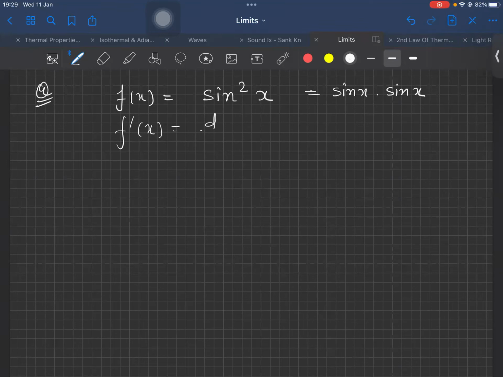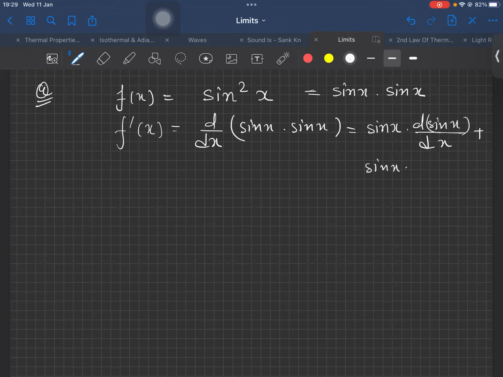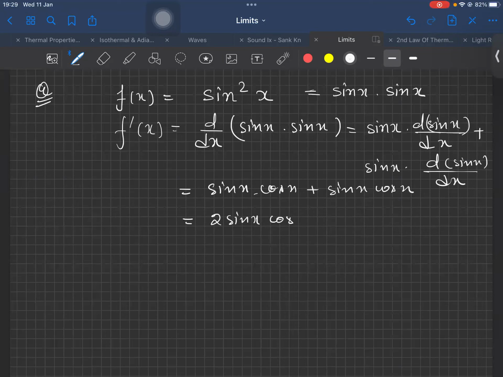You can use the product rule. d upon dx of sin x into sin x. See, one rule you can use. So you can write first function into differentiation of second function, plus second function into differentiation of first function. So sin x into d upon dx of sin x, plus sin x into d upon dx of sin x. Okay, so this will become sin x into cos x plus sin x into cos x, right? So this will become 2 sin x into cos x, which is equal to sin 2x, right?